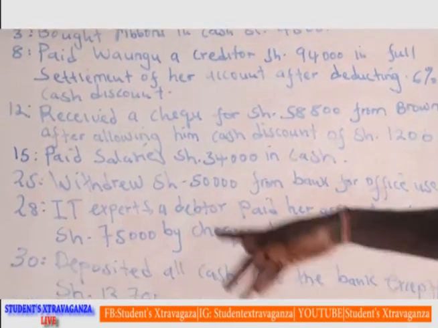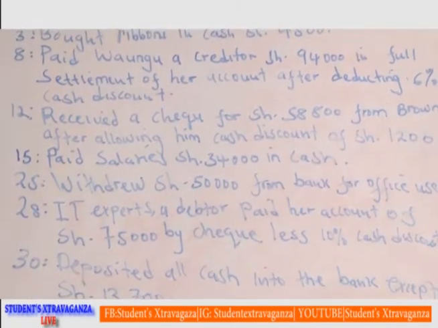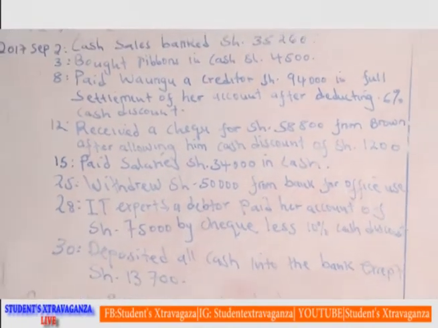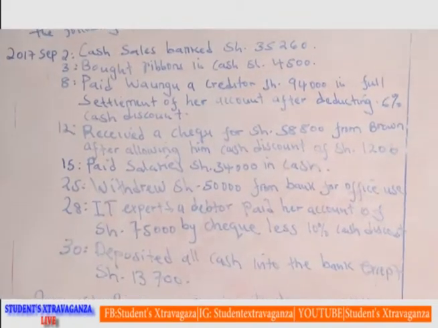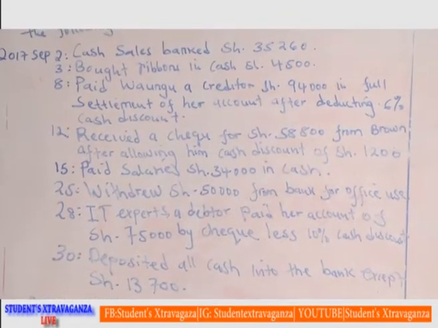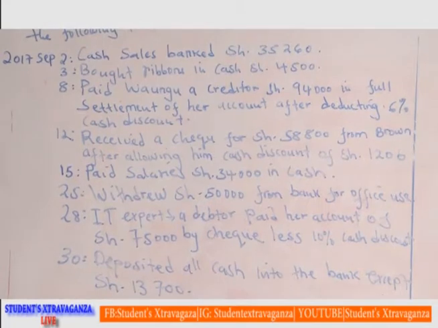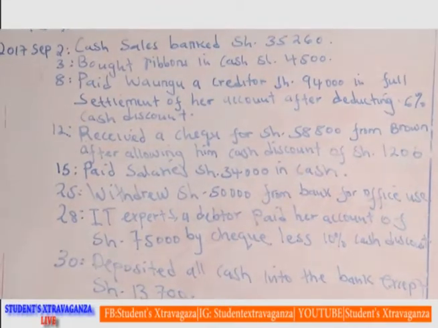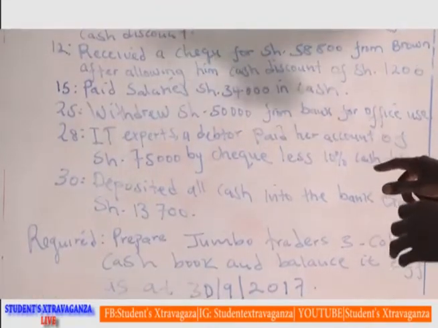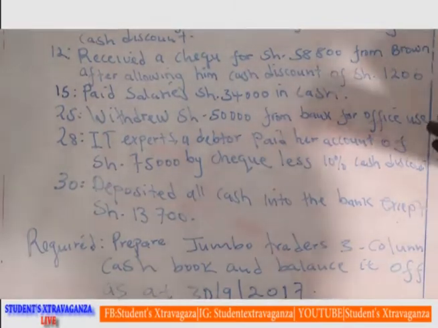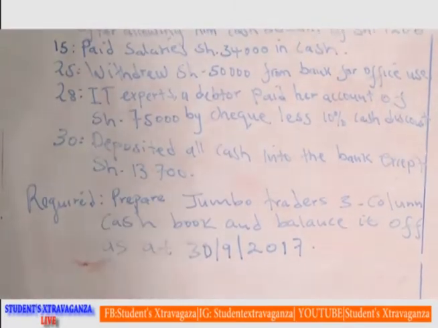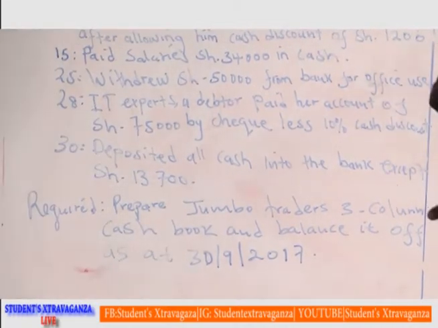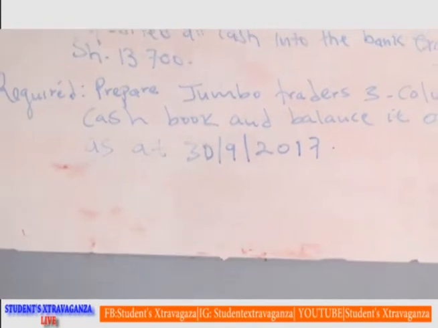1,200 Kenyan shillings. On 15th, paid salaries 34,000 Kenyan shillings in cash. On 25th, withdrew 50,000 Kenyan shillings from bank for office use. Then on 28th, IT experts, a debtor, paid her account of 7,500 Kenyan shillings by check less 10% cash discount. On 30th, deposited all cash into the bank except 13,700.